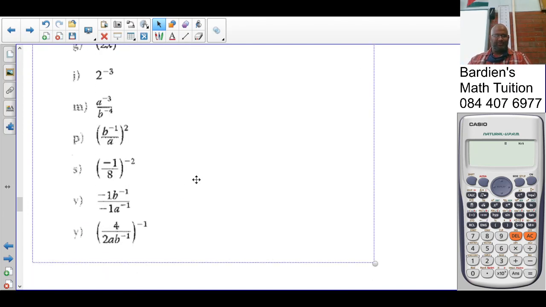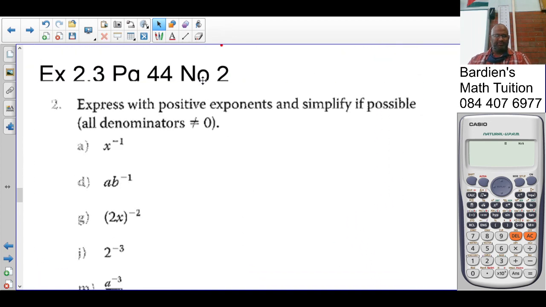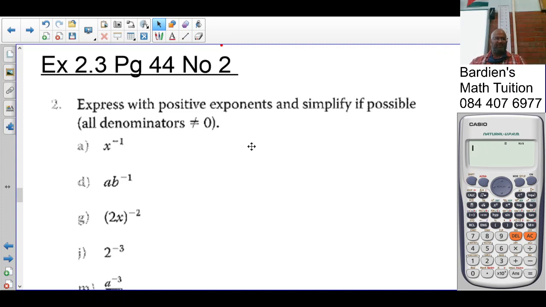Okay, express with positive exponents. Express with positive exponents and simplify if possible. All denominators cannot be 0. Why can't a denominator be equal to 0? Otherwise the sum will come to be undefined.